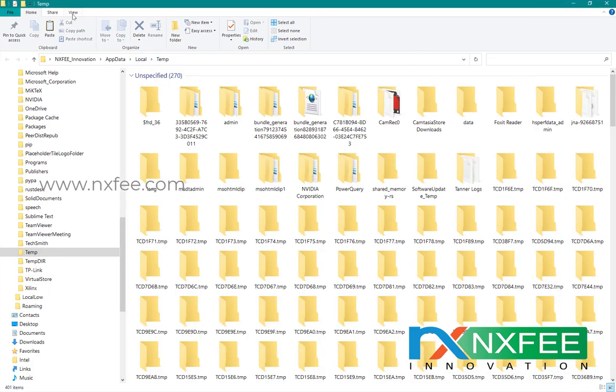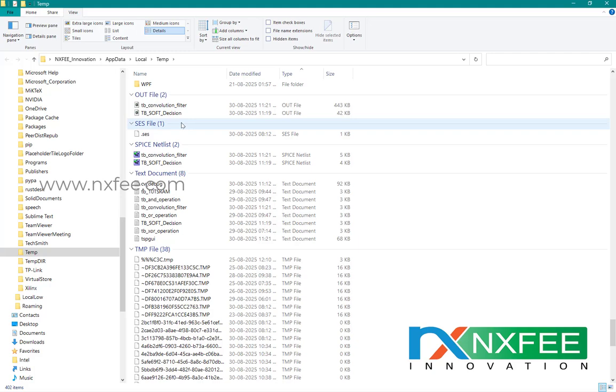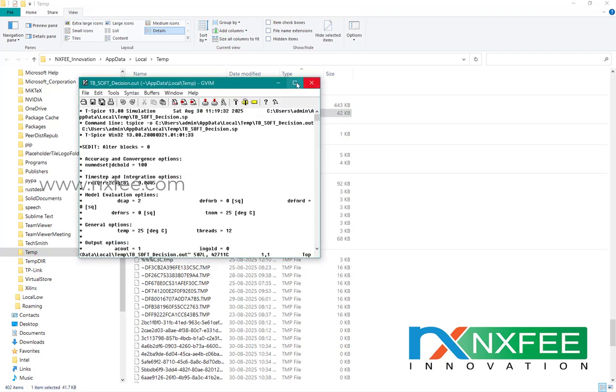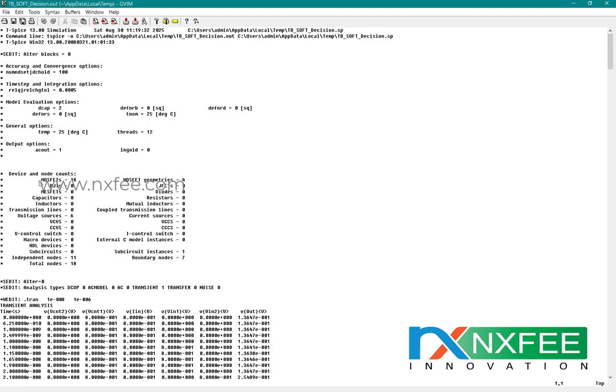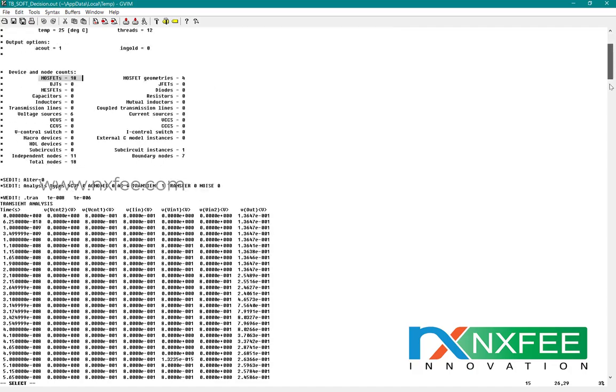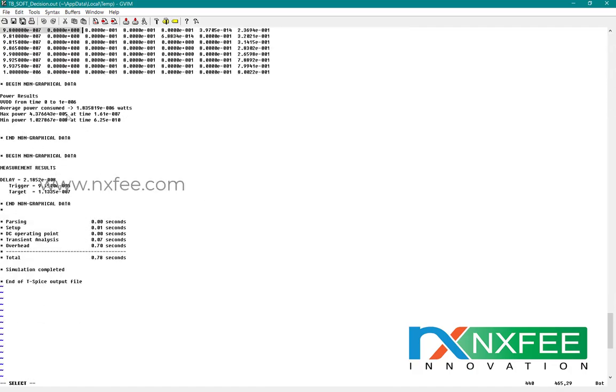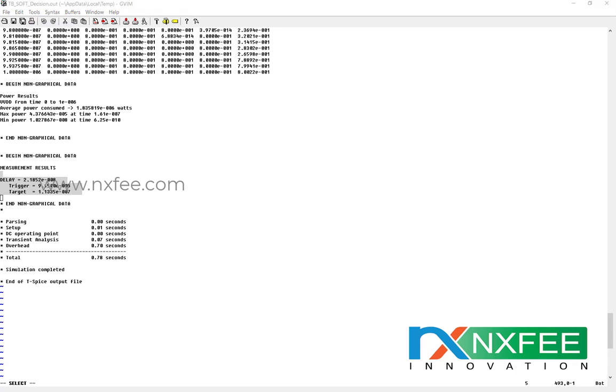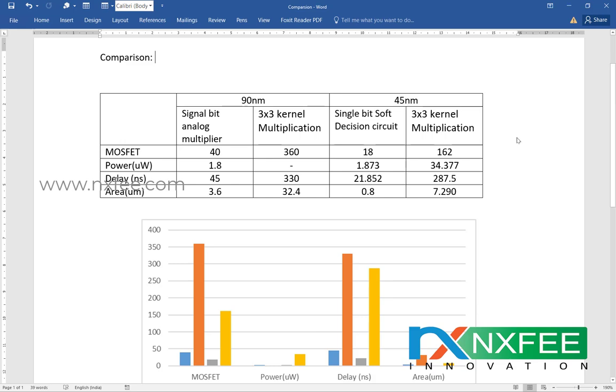Here this is a file for the comparison values. Here the MOSFET design takes only 18 transistors. This is the power result and this is the delay result. These results will be compared using a comparisons document. Here is the comparison analysis of this project.